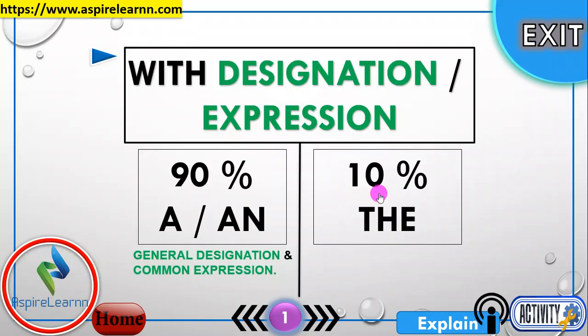Rule: use a before consonant sounds. Example: a teacher, a pilot. Rule: use an before vowel sounds. Example: an artist, an honest man.